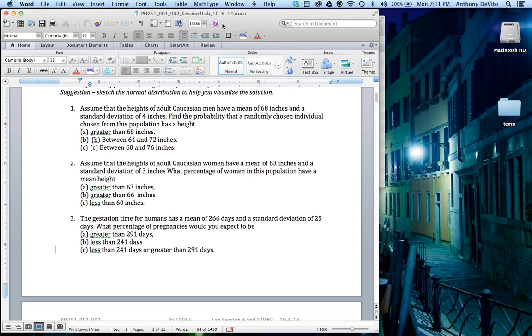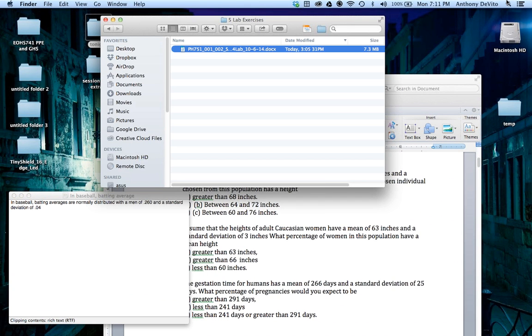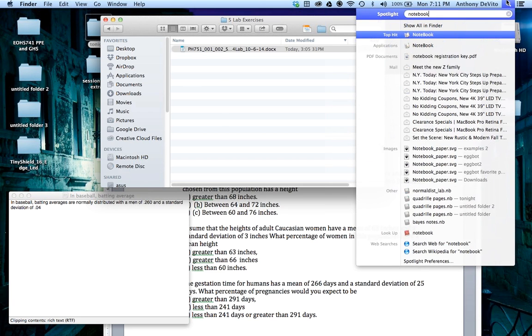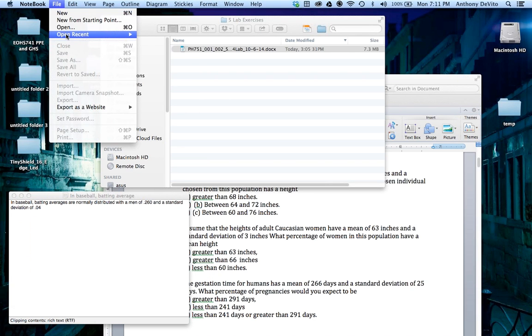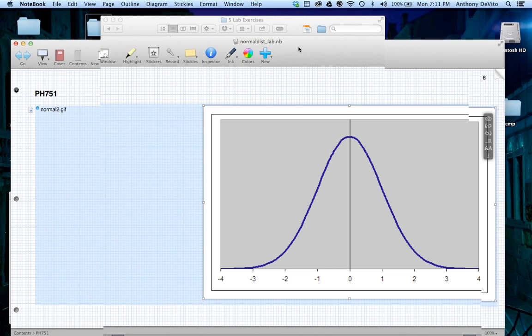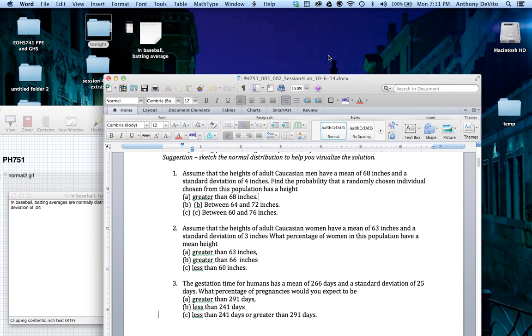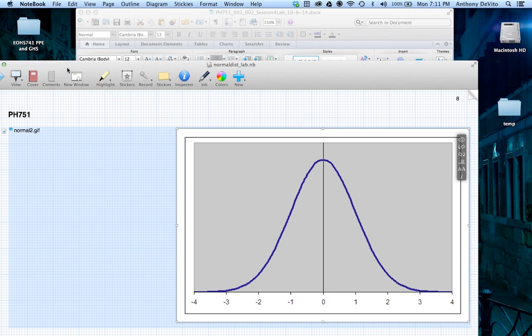Shall I draw that? Let's draw that so we understand what we're looking at. Okay. I'll bring this back up here again. Mean of 68 inches and a standard deviation of 4 inches.